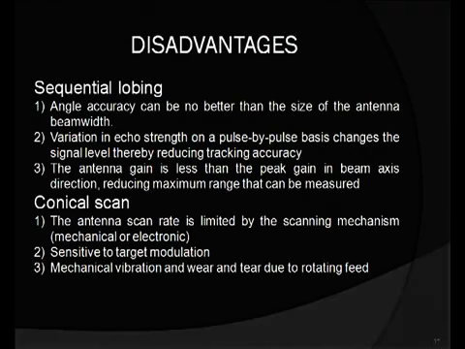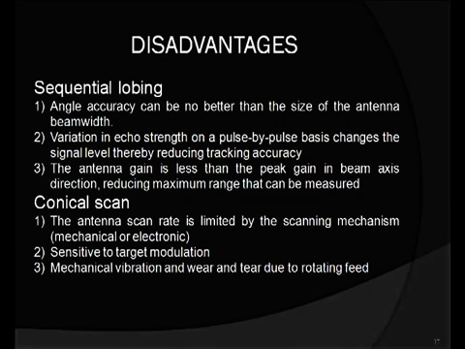In the case of sequential lobing, angle accuracy can be no better than the size of the antenna beam width. Variation in echo strength on a pulse by pulse basis changes the signal level, thereby reducing tracking accuracy. The antenna gain is less than the peak gain in the beam axis direction, reducing the maximum range that can be measured.